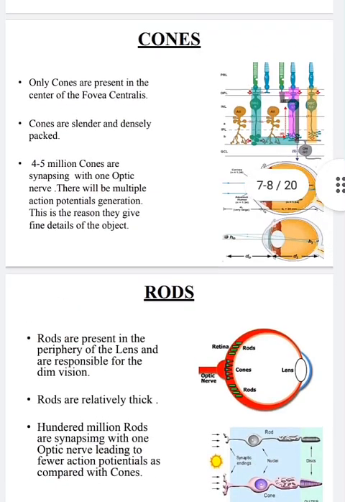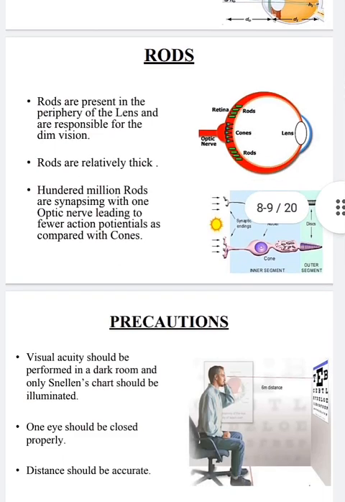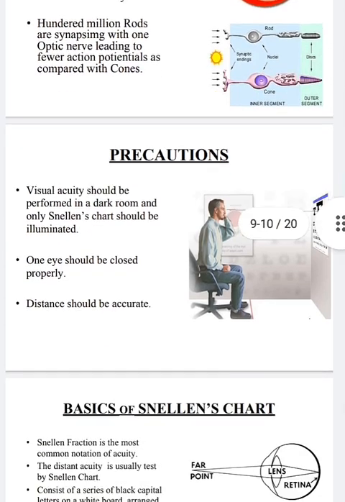Rods are present in the periphery of the retina and they are responsible for dim vision. Rods are relatively thick. 100 million rods are synapsing with one optic nerve, leading to fewer action potentials as compared with cones. Precautions: visual acuity should be performed in a dark room and only Snellen's chart should be illuminated. One eye should be closed properly and the distance should be accurate.